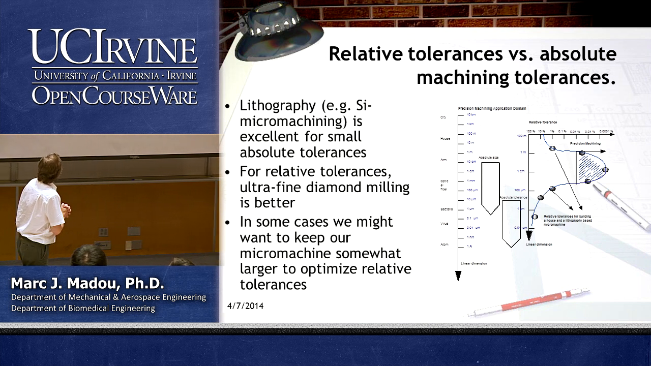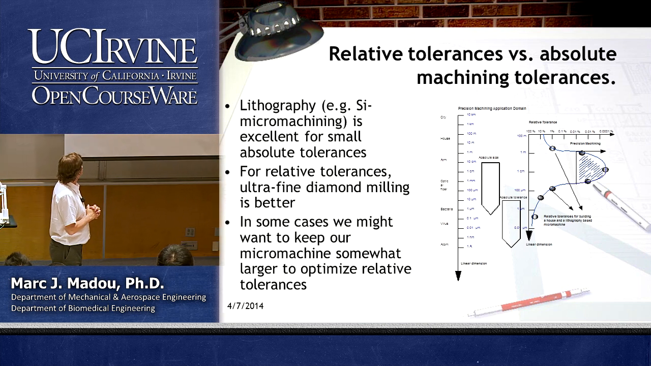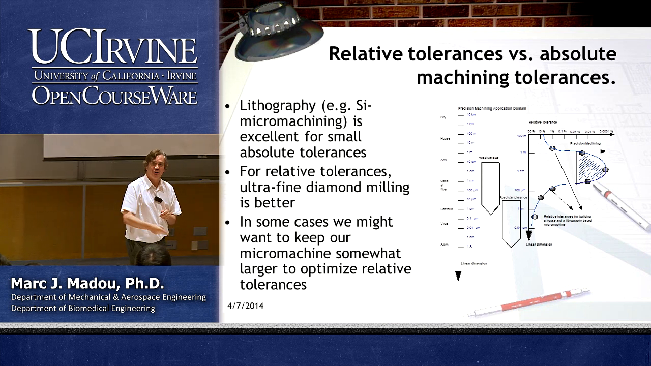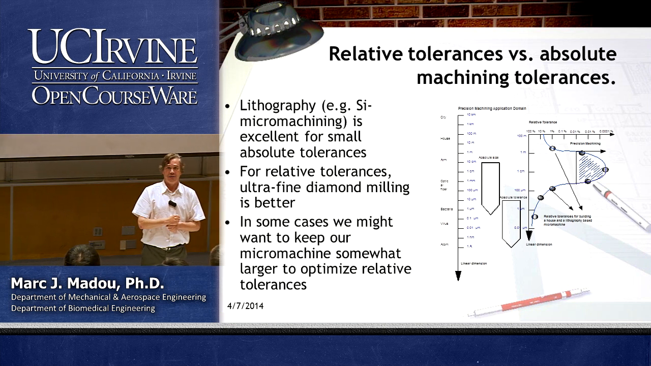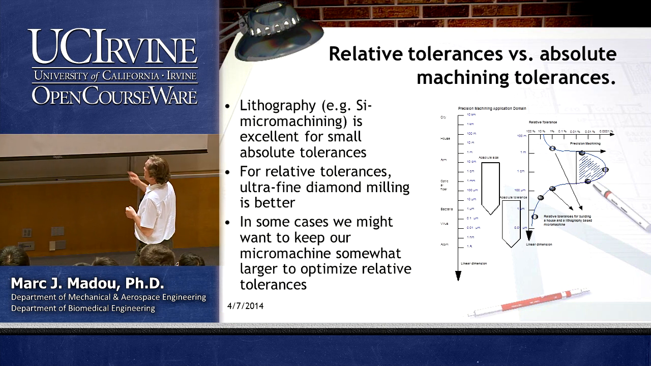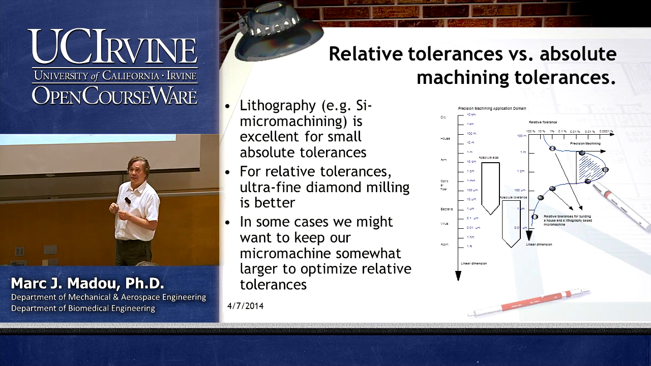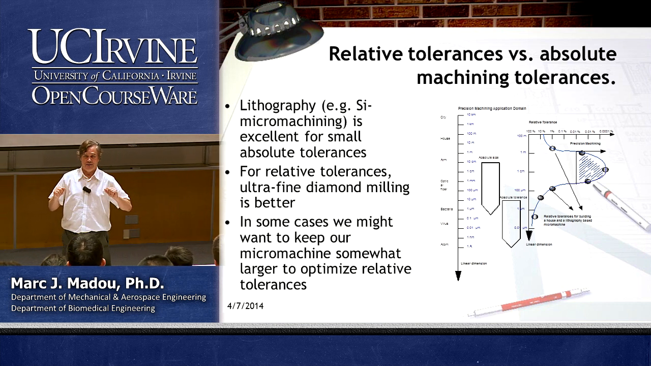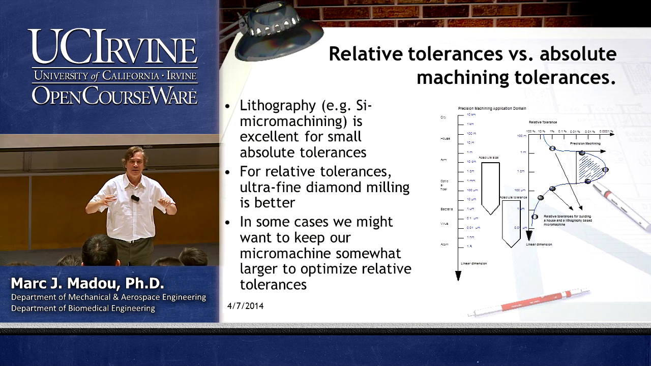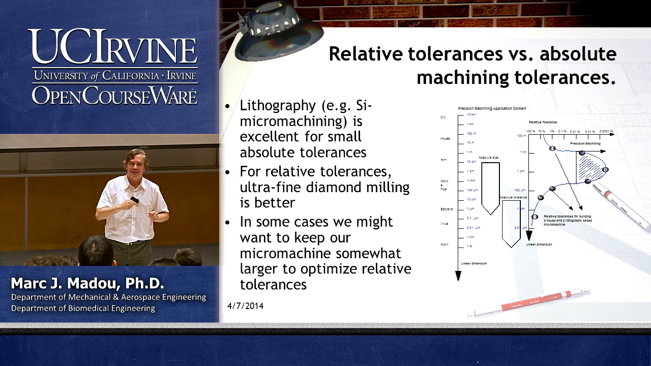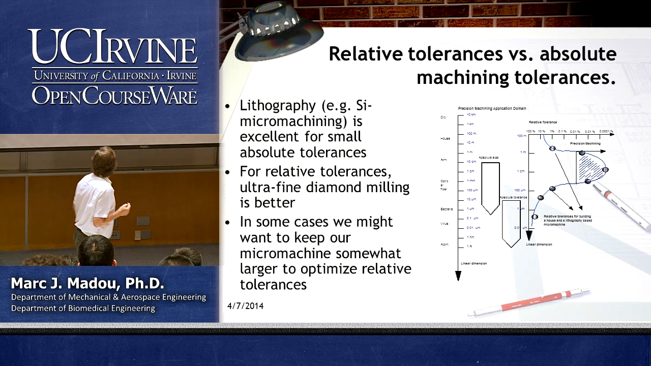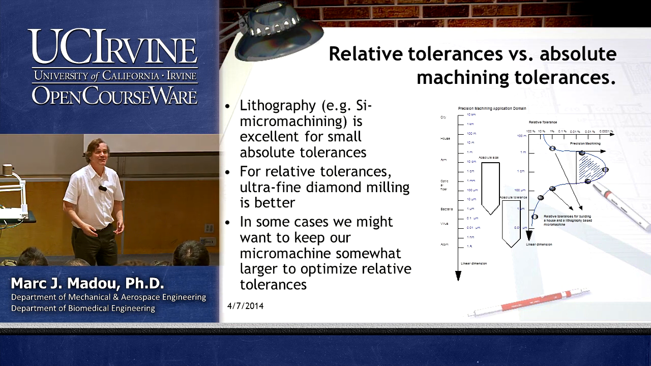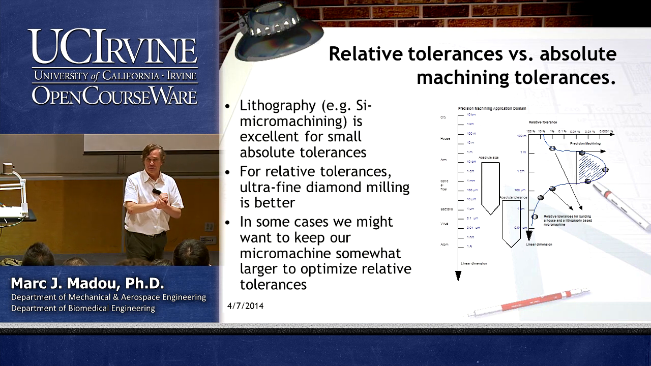So lithography, for example, silicon micromachining, is excellent for small absolute tolerances, right? So yes, if you want to make very small things, you're not going to do it with mechanical machining. But if your relative tolerance is very important, ultra-fine diamond milling is better. And so people that have been polishing these mirrors at JPL for NASA, the relative tolerances of these things are much better than on your IC. In some cases, and that's the point I was making, we might want to keep our micro machine a bit more macro if relative tolerance is important.